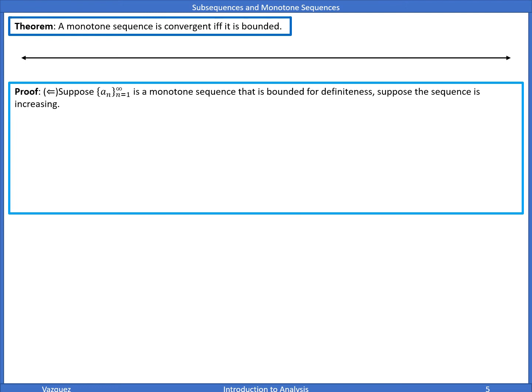And for this case, we'll just suppose the sequence is increasing. For decreasing, it could be a similar reasoning. But for this case, we're just going to suppose the sequence is increasing. Well, the set a sub n is bounded. So we're going to let s equal the supremum of all the terms of the sequence, and we're going to show that the sequence converges to the supremum.